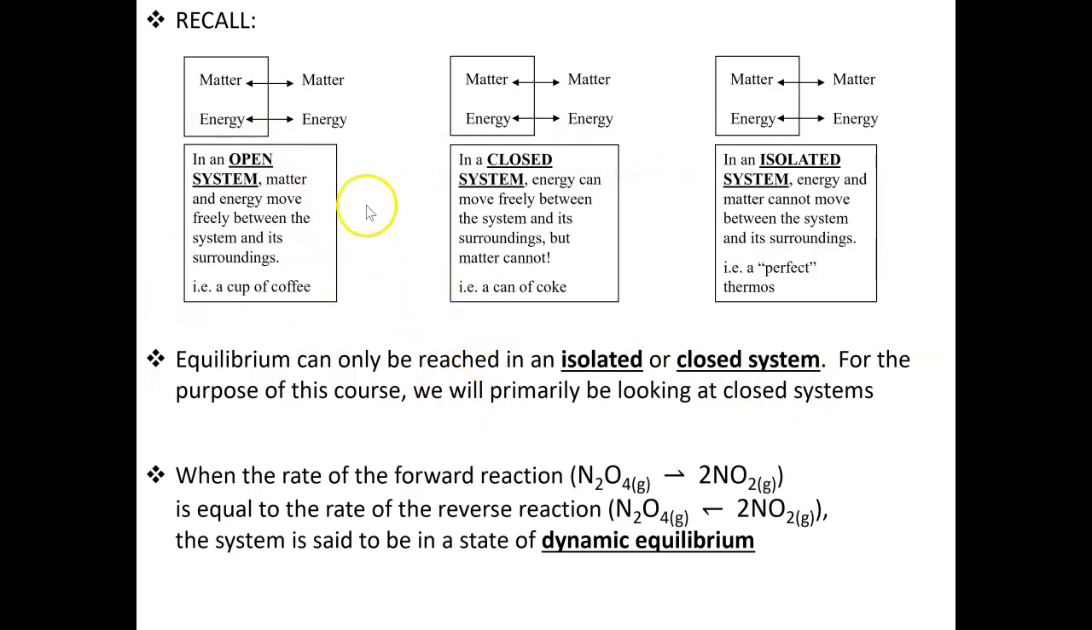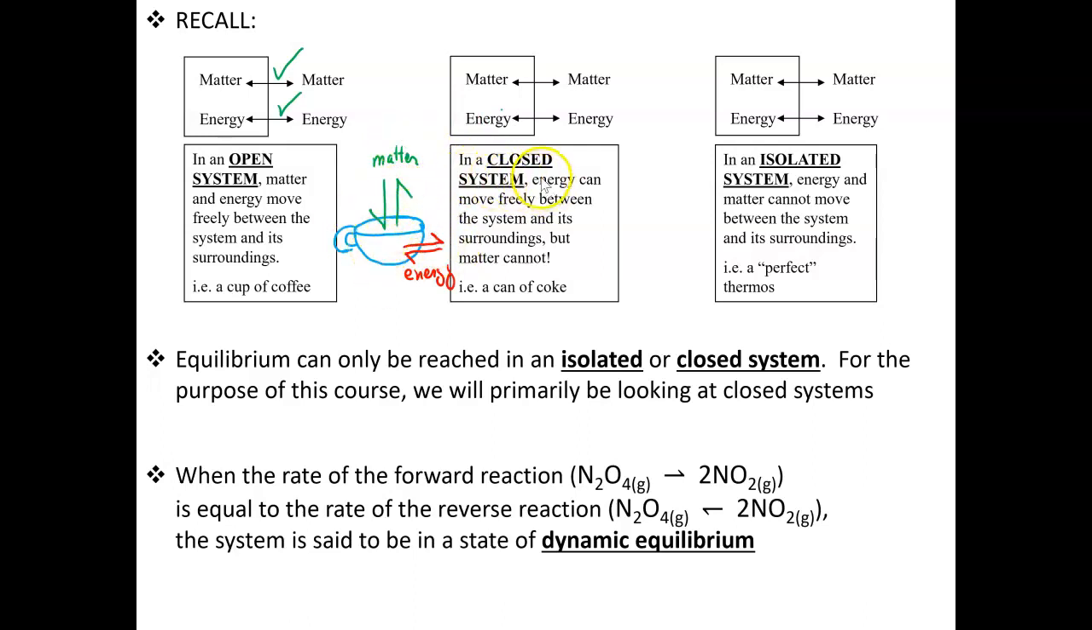In this course, we'll be looking at three types of systems: open systems, closed systems, and isolated systems. In an open system, both matter and energy are allowed to move freely between the system and its surroundings. An example of this would be a hot cup of coffee. I can add coffee in, I can take coffee out, I can add energy in to heat it up, and I can take energy out to cool it down. So both matter and energy are free to move in and out of my system.